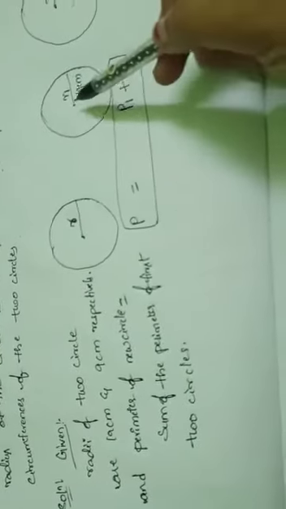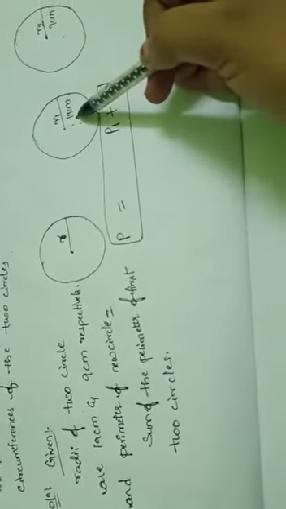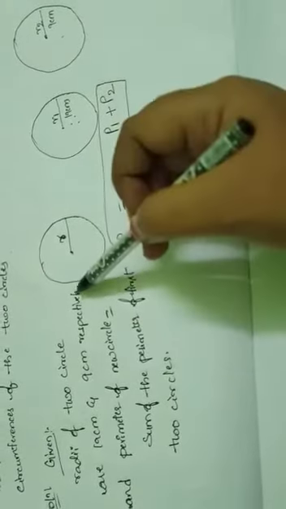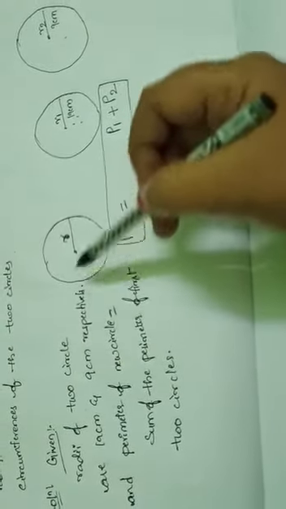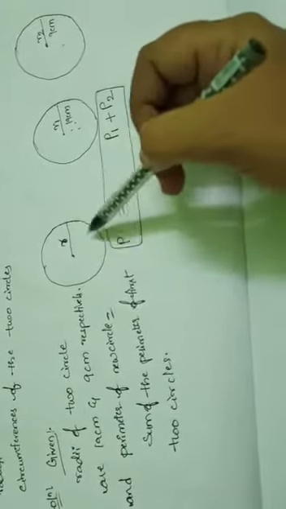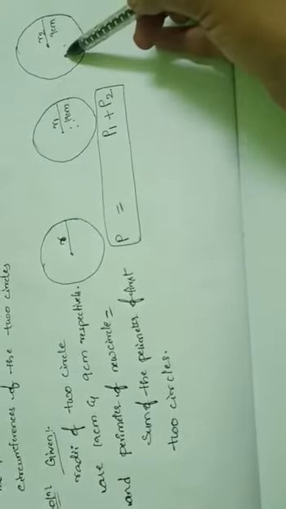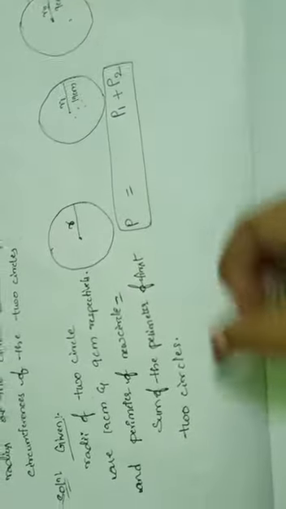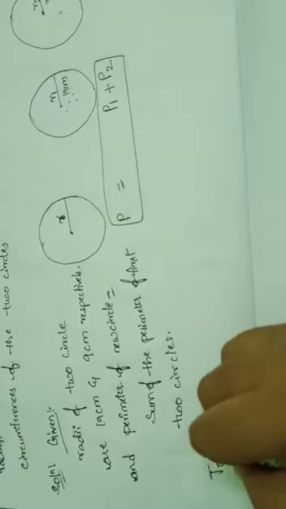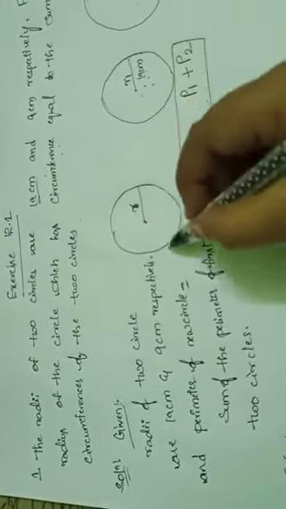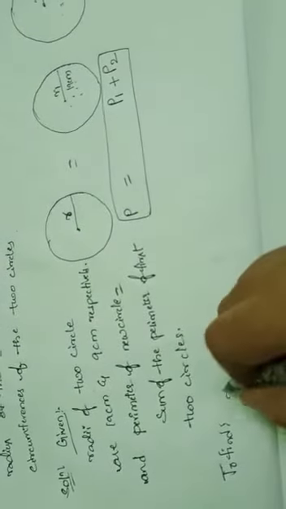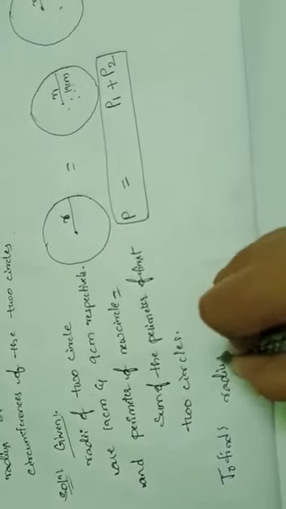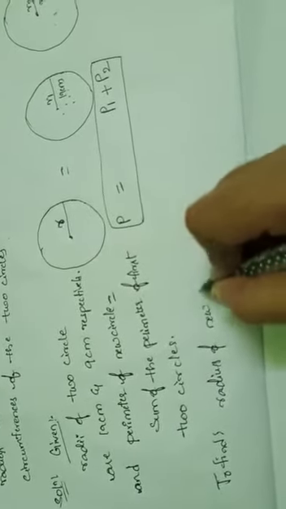First write given data. Radii of two circles 19 centimeters and 9 centimeters respectively, and given condition perimeter of new circle equal to sum of the perimeter of first two circles. Okay, this is the given data, and here we have to find radius of the circle, radius of the new circle.